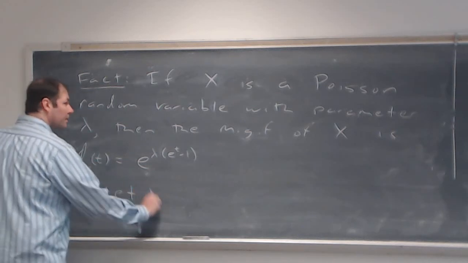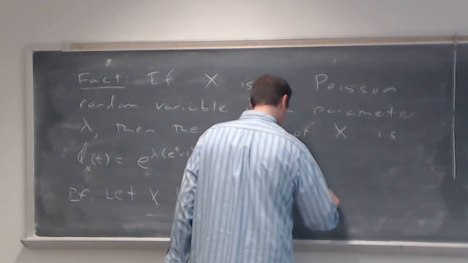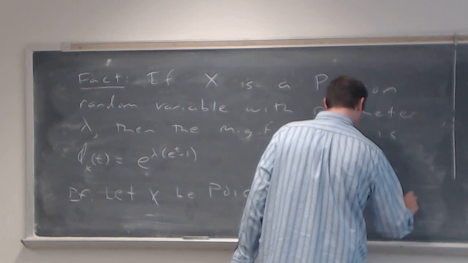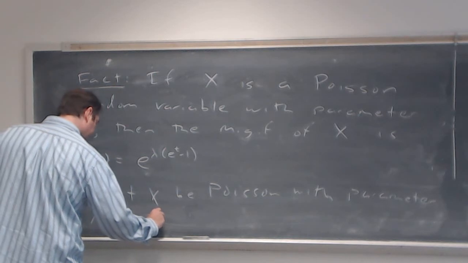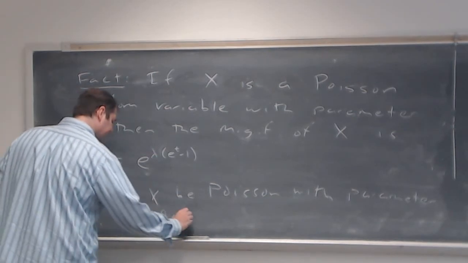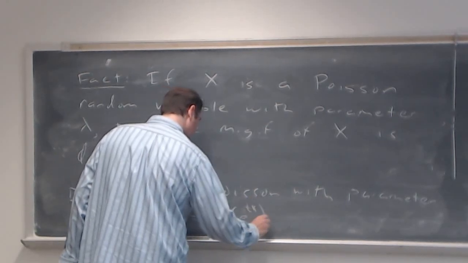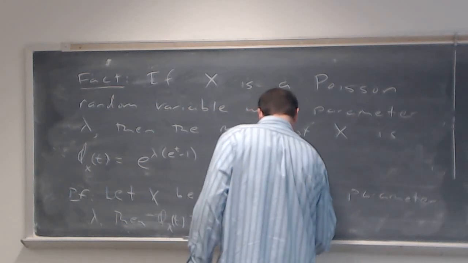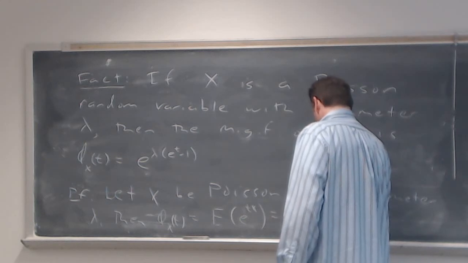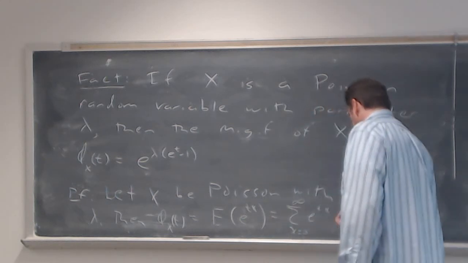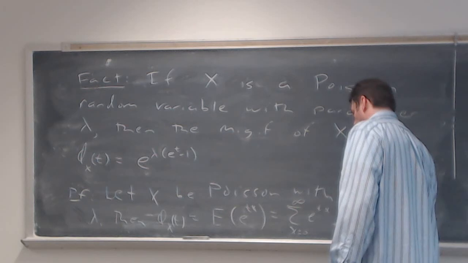Again, we're going to let X be Poisson with parameter lambda. Then, remember, phi sub X of t by definition is equal to the expected value of e to the tX, which is going to be equal to the sum, in this case X runs from 0 to infinity, of e to the tX times f of x. Well, that's e to the minus lambda, lambda to the x all over x factorial.